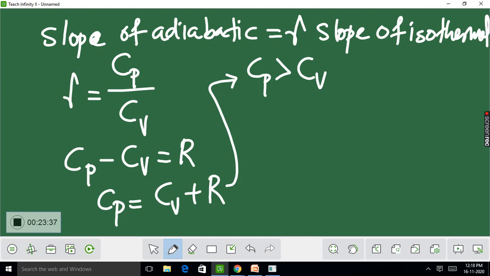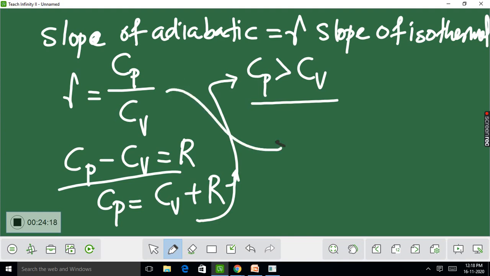And why is Cp greater than Cv? What is the underlying phenomenon? Why is more heat required? It will be discussed after the first law of thermodynamics. So at present, try to remember that Cp is greater than Cv, which can also be obtained from this equation. We will derive Mayer's equation after the first law of thermodynamics.